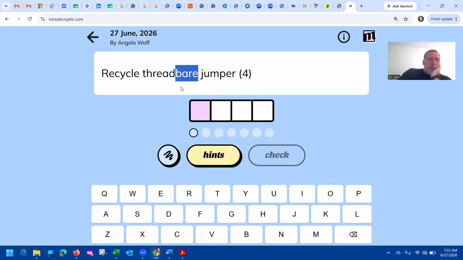Okay, let's one more time. Recycle thread that's bare. If it's bare, we take off its clothes. We get rid of the D and the T. Ah, there it is. I said rabbit a while ago. It's a hare.